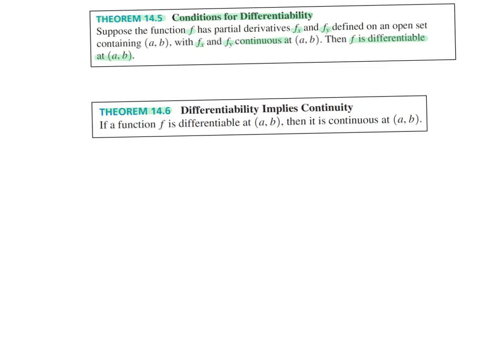This is the important one. If a function is differentiable, then we can assume it's continuous, but not the other way around. Continuity does not imply differentiability. So if a function is differentiable, then it's continuous. And that's actually it for this section. Pretty short.